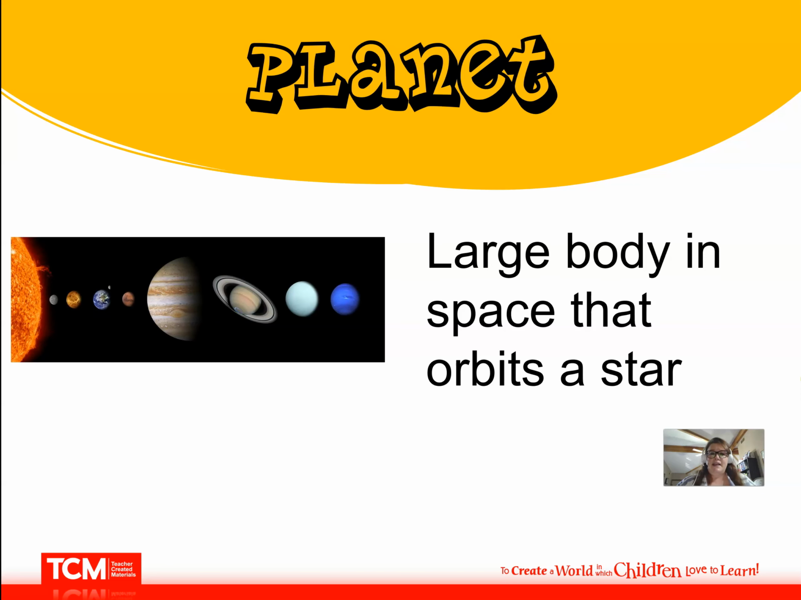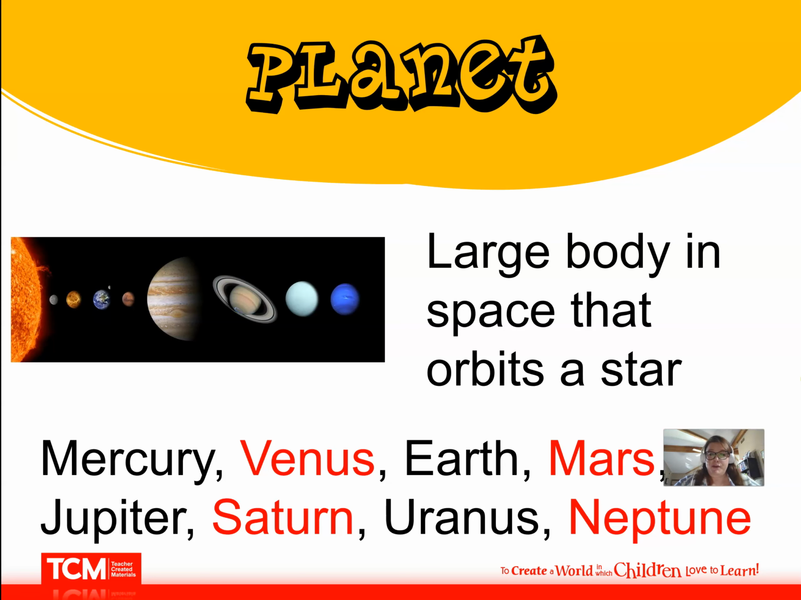A planet is a large body in space that orbits a star. So let's go ahead and make a planet. So here's a planet. It's a large body in space that orbits a star. Let's look at the planets in our solar system. Will you read these with me? Ready? Mercury, Venus, Earth, Mars, Jupiter, Saturn, Uranus, Neptune. Nice job. That's a planet. Say the word. Planet. Nice job.